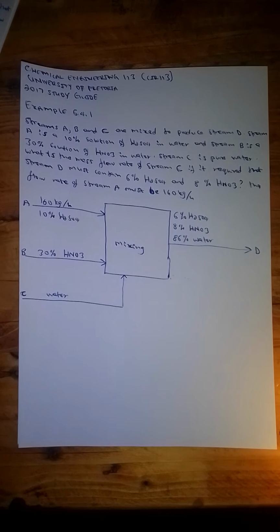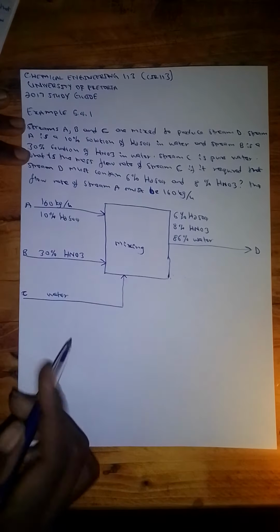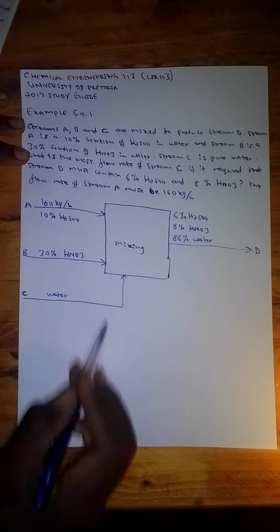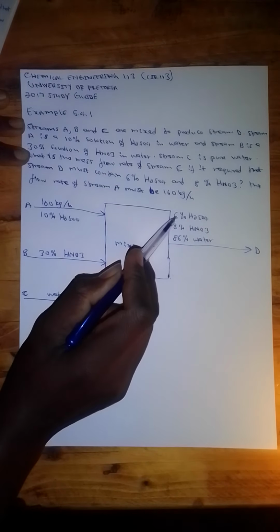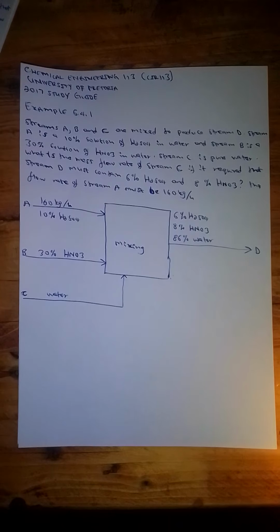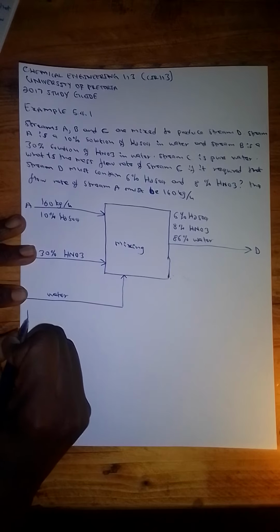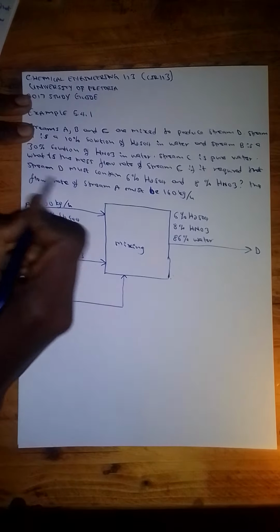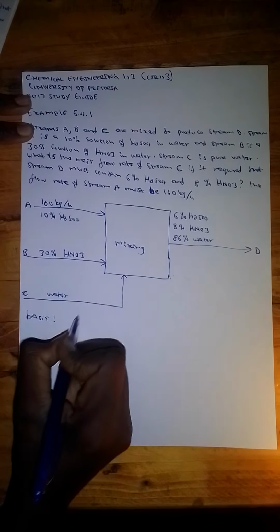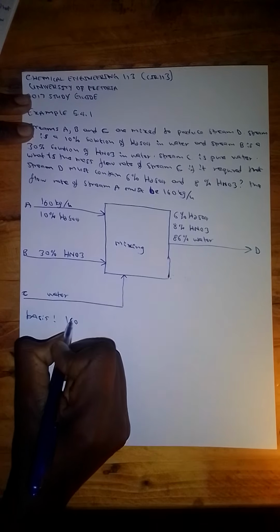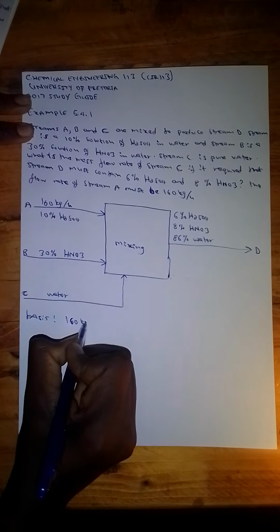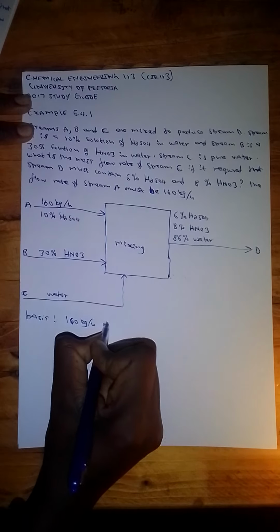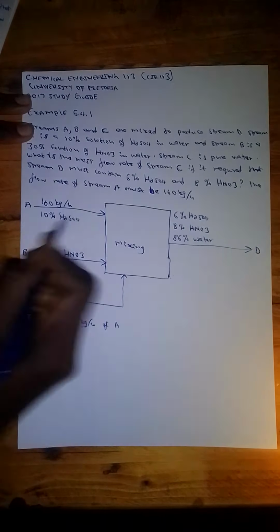The flow rate of A must be 160 kilograms per hour. So the question is, given the information, what is the flow rate of C? What must the flow rate of C be if D must contain 6% H2SO4 and 8% HNO3? So the very first thing is to actually choose a basis. An easy basis to choose would be the 160 kilograms per hour of A. So we can just say 160 kilograms per hour of stream A.